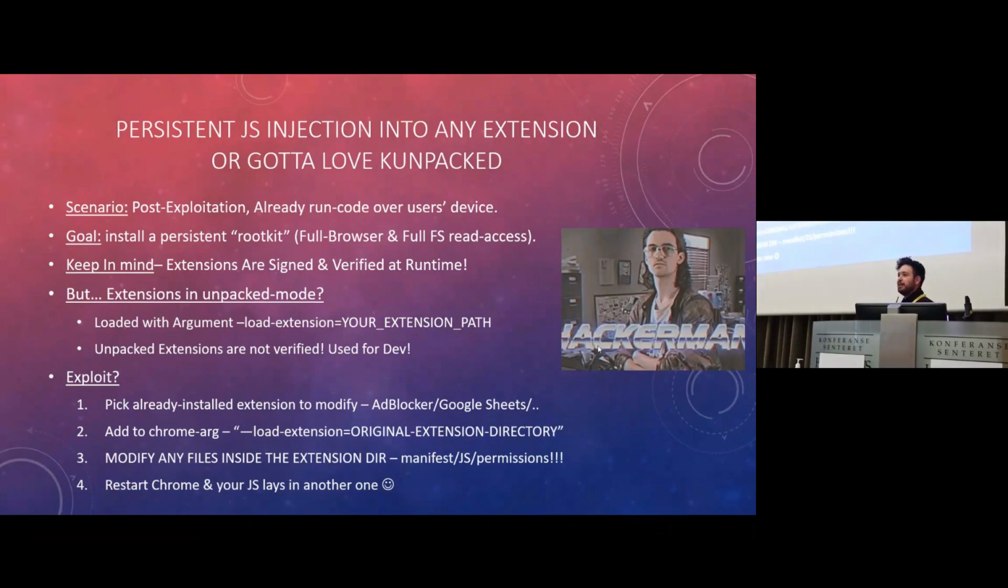The exploit will be: let's pick an already installed extension. I don't know, your AdBlocker, Google Sheets. Actually, by default, Chrome has extensions installed already, the default Chrome extensions. So pick even one of them. And when you pick one, we just need to add to the Chrome arguments, to the Chrome shortcut, the Chrome argument itself, --load-extension. And instead of pointing that to a new extension path, I just place there the old directory, the old extension.